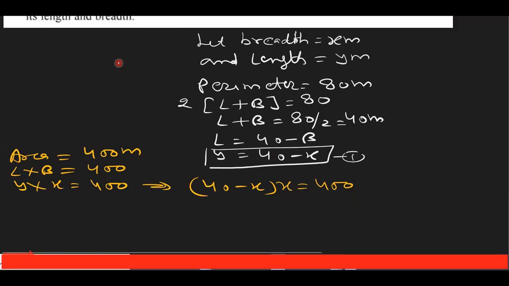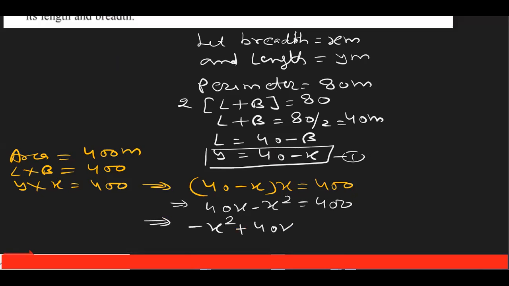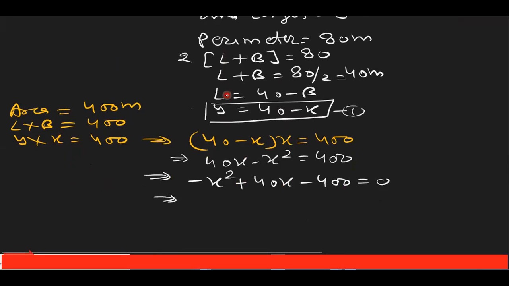So on multiplication, 40x minus x square is 400, or you can write x square plus 40x minus 400 is equal to 0, making the coefficient of x square positive. x square minus 40x plus 400 is equal to 0. Now we have to determine its nature of roots by finding the discriminant.